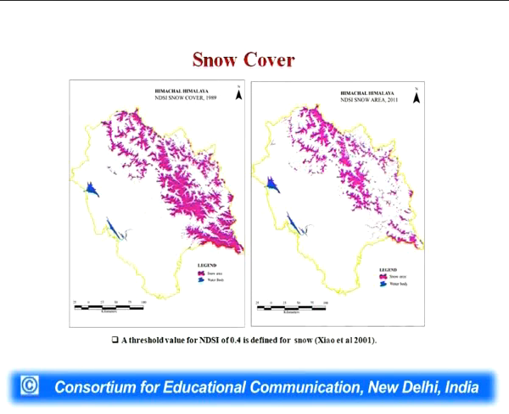If we see the snow cover map, which is prepared with the help of the NDSI for the years 1989 and 2011, we will see that in 1989 quite an extensive area was covered with snow, and in 2011 very little area is covered with snow. The threshold value, as I have already explained, is 0.4, defined for snow, which has been taken from Jiao et al. 2001. He has done a study in the Tibet Himalayan region, more or less similar to my study area.